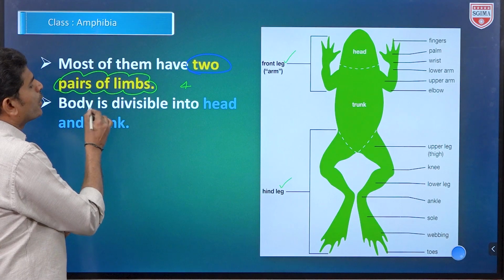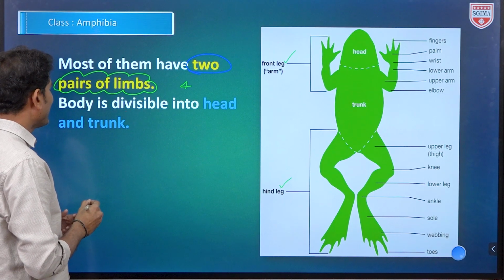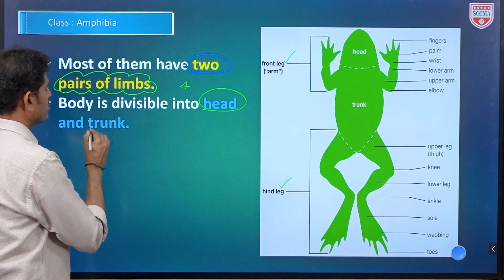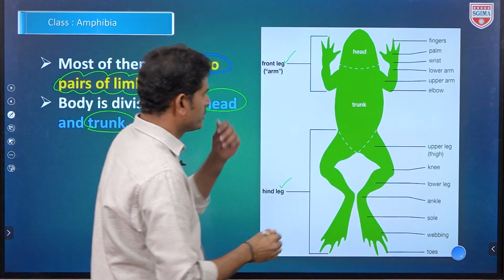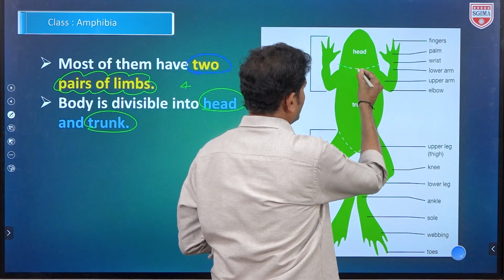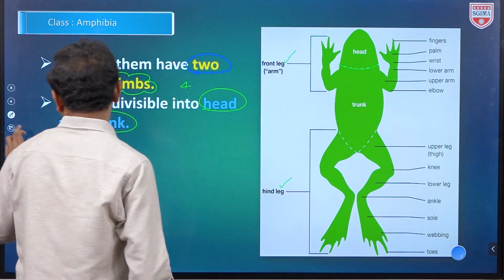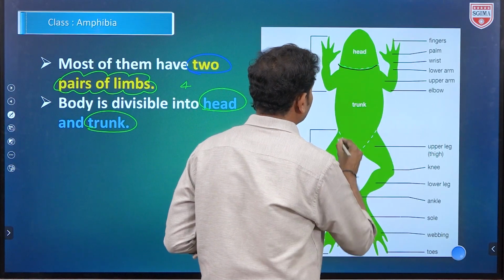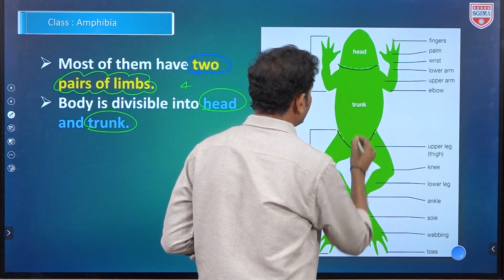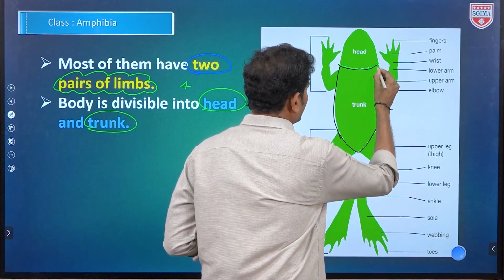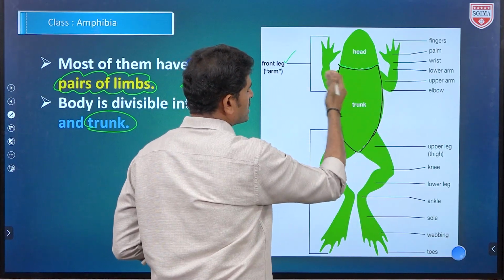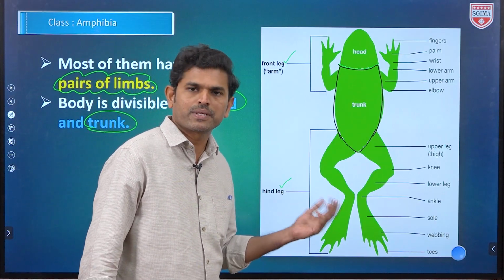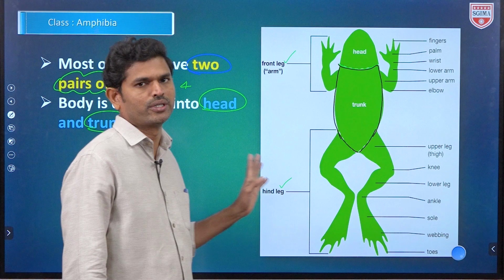Next one is, the body is divisible into head and trunk. Okay, so 2 parts are there. The body is divisible into head and trunk. So this is the head, already marked here with a dotted line. That is the head region. This is the head, and afterwards this whole part is the trunk. Limbs are not compulsory here; they may be present, may not be present. Later we are going to discuss that.